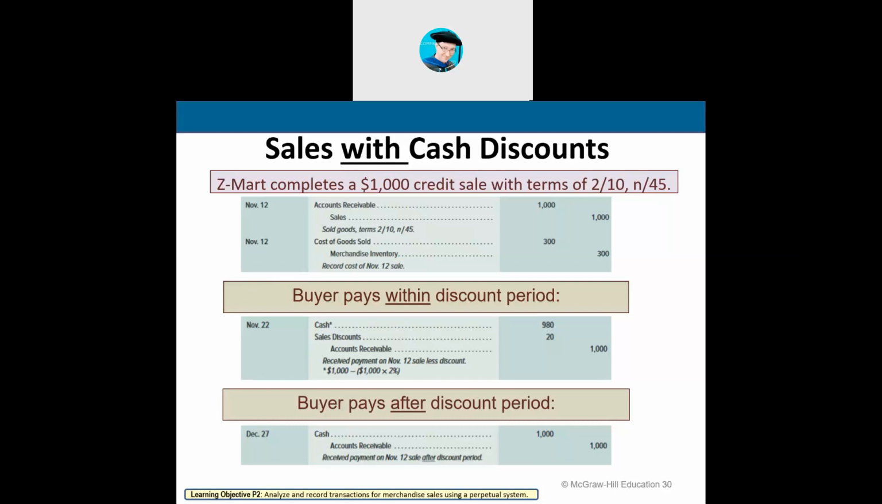If the customer paid us after the discount period had ended, we would simply debit cash, $1,000, credit accounts receivable, $1,000.